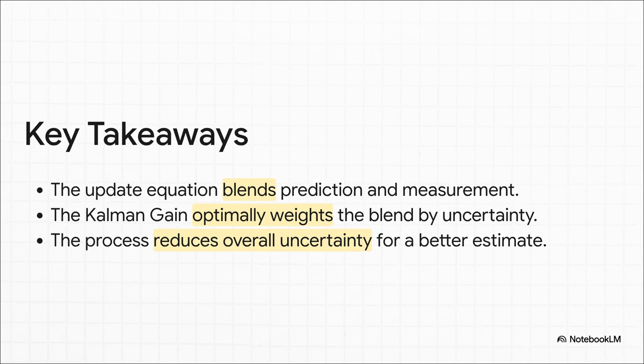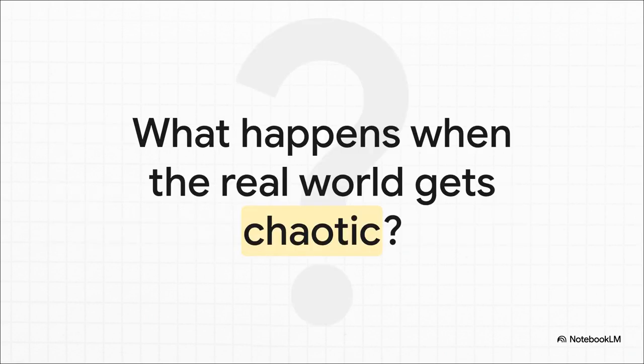So let's just quickly recap. The update equation gives us a simple framework to blend our prediction with our measurement. The Kalman gain acts as that perfect trust dial, weighting the blend based on how uncertain each source is. And the incredible result is that we always end up with a better, more certain estimate than we started with. Now, this mathematical backbone is unbelievably powerful for systems that behave themselves, systems that are nice and linear. But that leads us to the next big question. What happens when the real world gets messy, chaotic, and nonlinear? What do we do then?